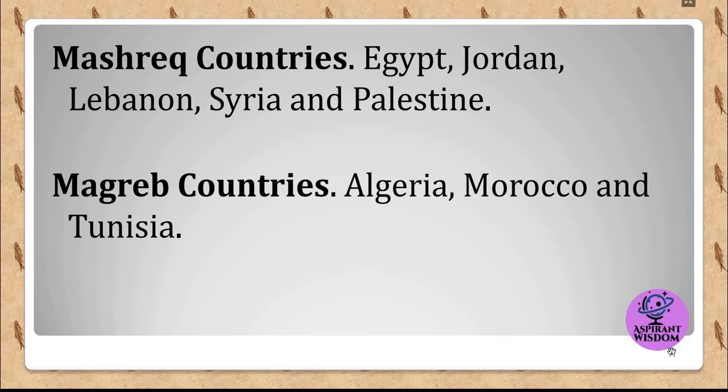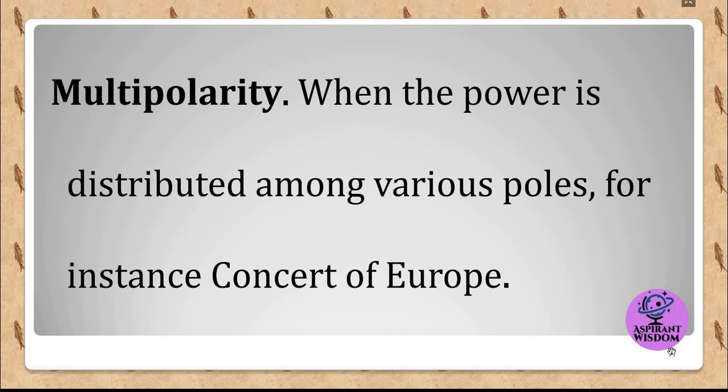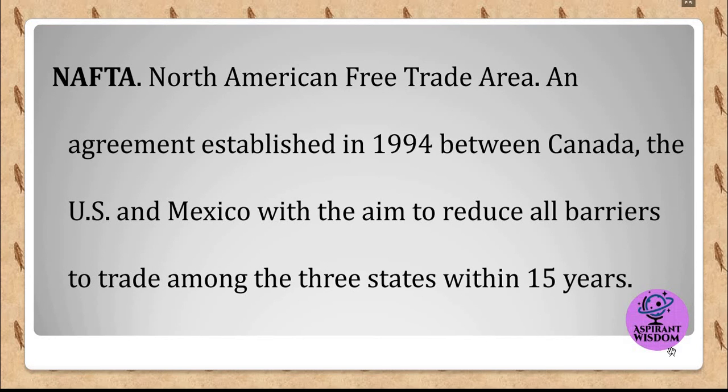Mashrek countries. Egypt, Jordan, Lebanon, Syria, and Palestine. Maghreb countries. Algeria, Morocco, and Tunisia. Multipolarity. When the power is distributed among various poles, for instance Concert of Europe. NAFTA. North American Free Trade Area. An agreement established in 1994 between Canada, the U.S., and Mexico with the aim to reduce all barriers to trade among the three states within 15 years.